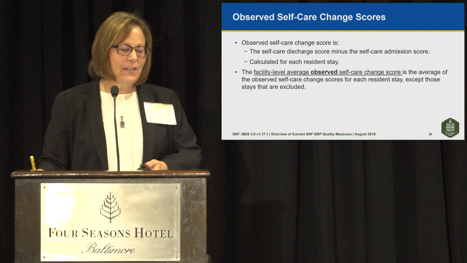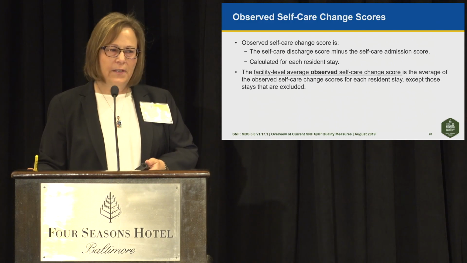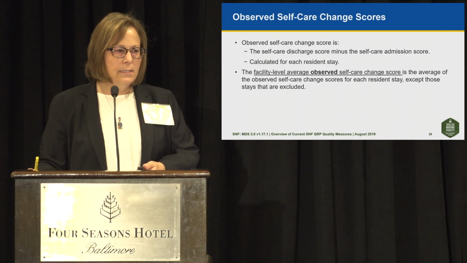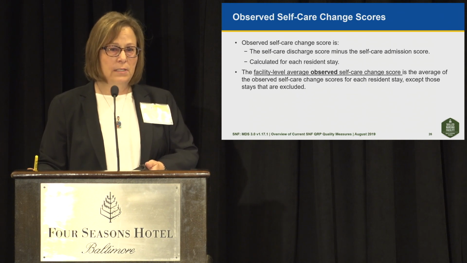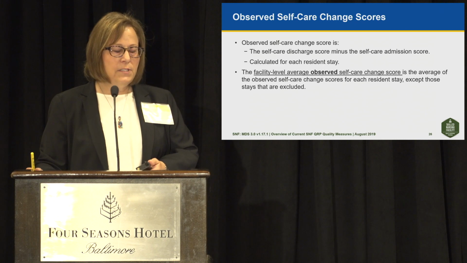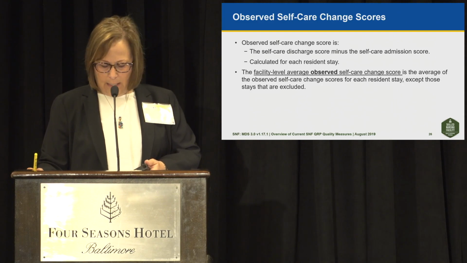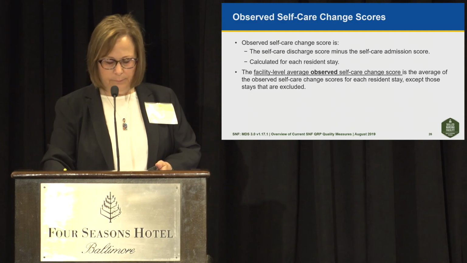The observed self-care change score is the self-care discharge score minus the admission score. It's calculated for each resident stay. And the facility level observed self-care change score is the average of the observed self-care change score for each resident stay, except those that are excluded.